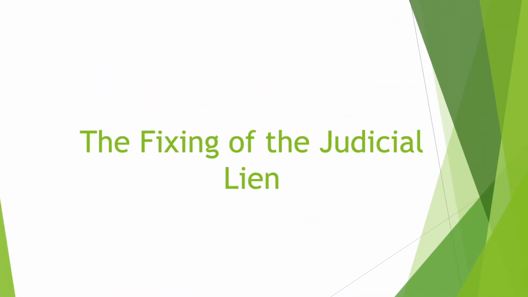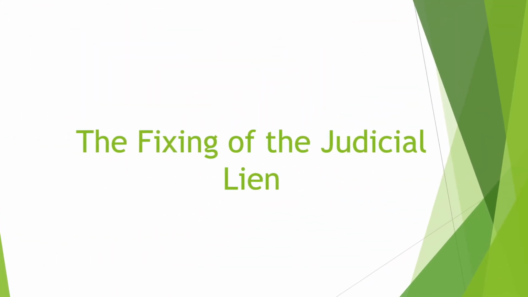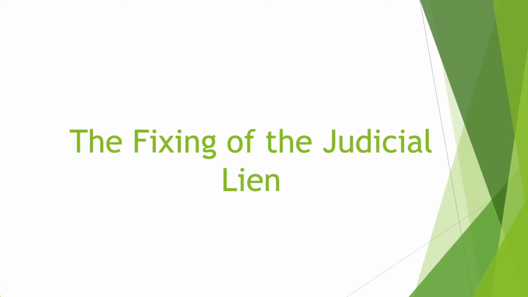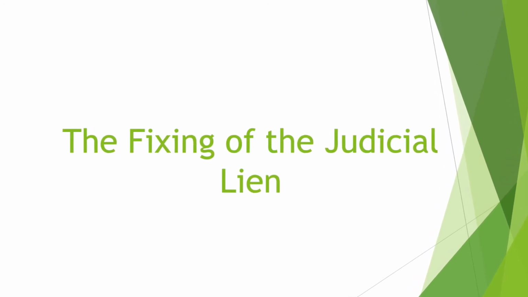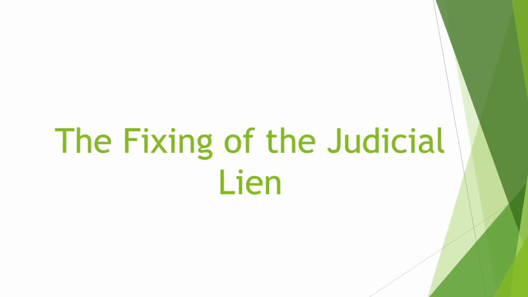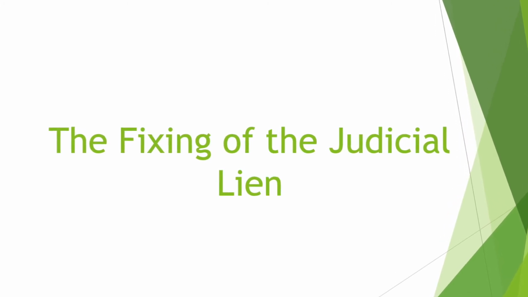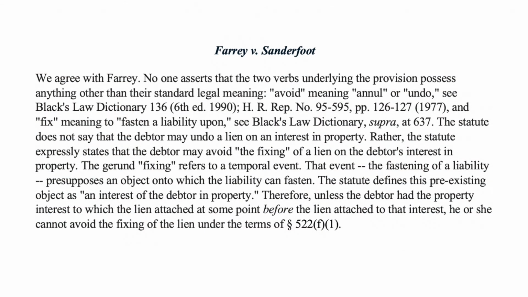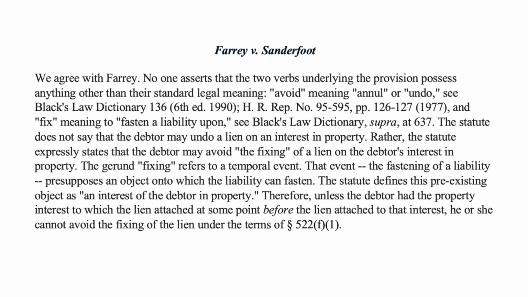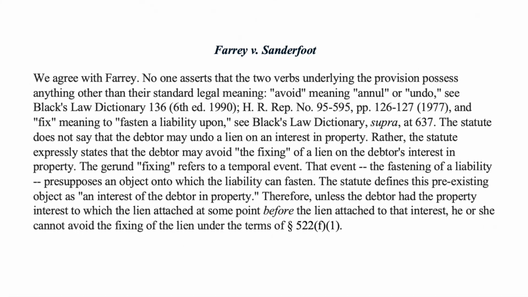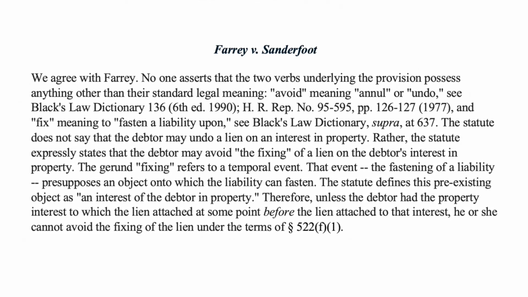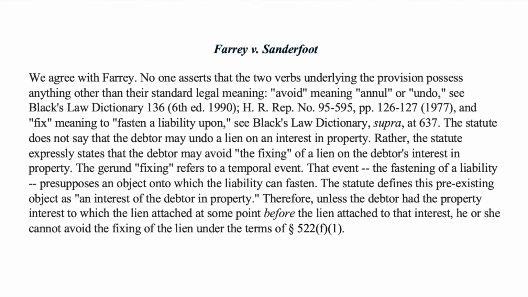We will now hear from Bankruptcy Law Clerk J.J. Voighthoffer about the fixing of a judicial lien. In Section 522(f), the Bankruptcy Code instructs that a debtor may avoid the fixing of a judicial lien. What does this term fixing mean, and under what circumstances might this requirement be an impediment to avoiding a judicial lien? In Farrey v. Sanderfoot, the United States Supreme Court attempted to address this issue. The court stated that unless the debtor had a property interest to which the lien attached at some point before the lien attached to that interest, he or she cannot avoid the fixing of the lien.